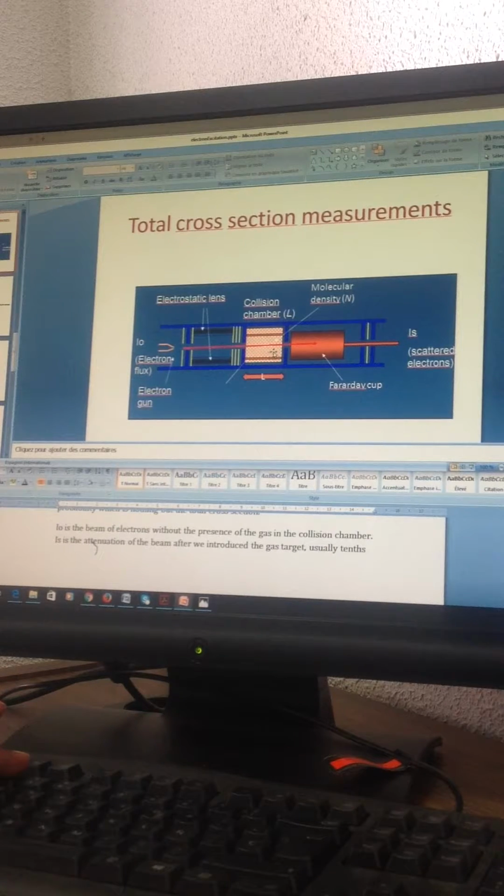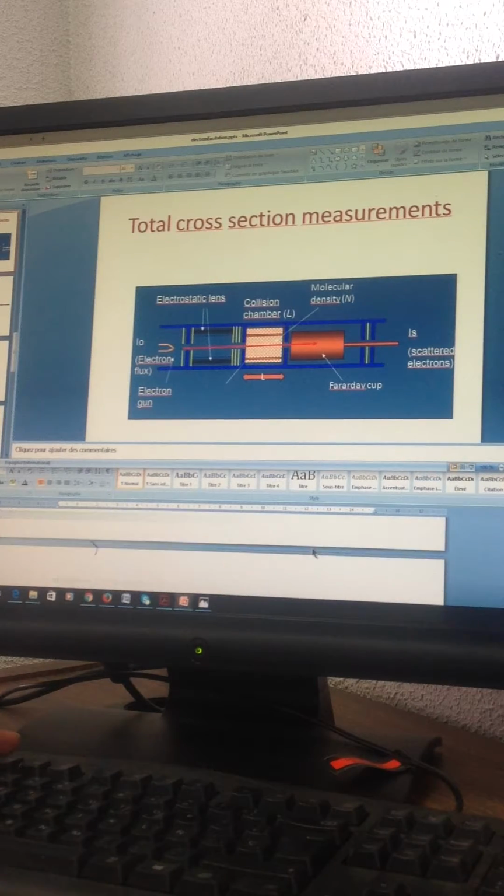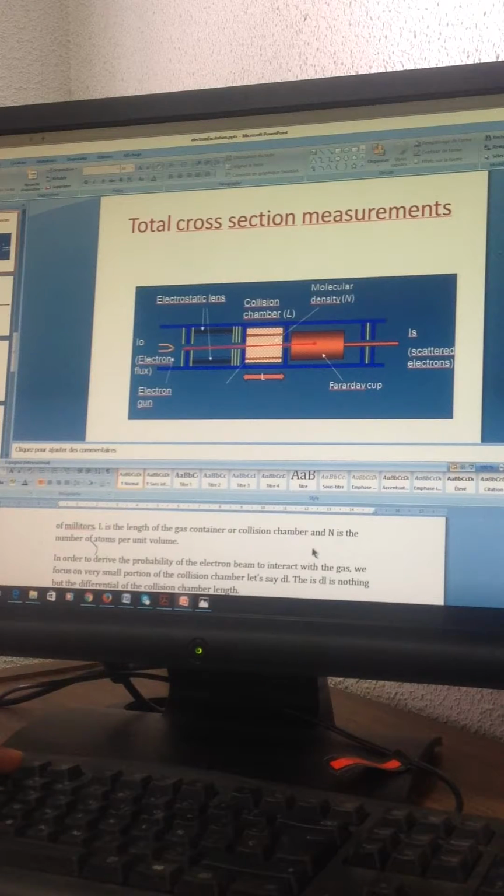And then you introduce your gas and you measure the attenuation of the beam after introduction of the gas target. Usually you introduce tens of millitorr, not more. L here is the length of the collision chamber, and N is the number of atoms per unit volume, which is called the molecular density, and it's usually measured by a baratron or manometer. This is just an apparatus you put in your system and it gives you the data.